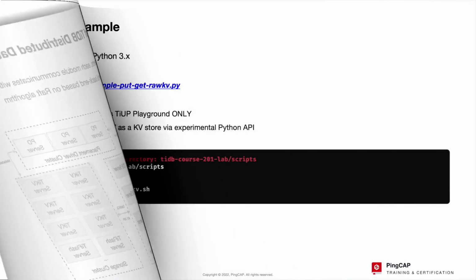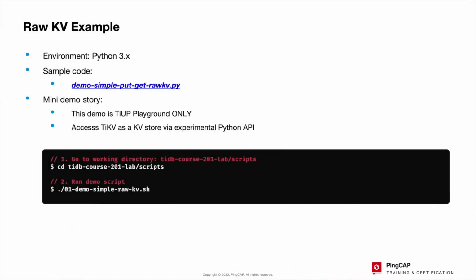I'm going to show you a simple example similar to the steps shown on the slides, so that you can have a basic understanding of how TiKV stores data. I'm going to use the TiUP command line tool to launch a playground sandbox on my local machine. Once TiDB is up and running, I will use the raw KV API to do simple put and get operations to show you that TiKV is a key value store.